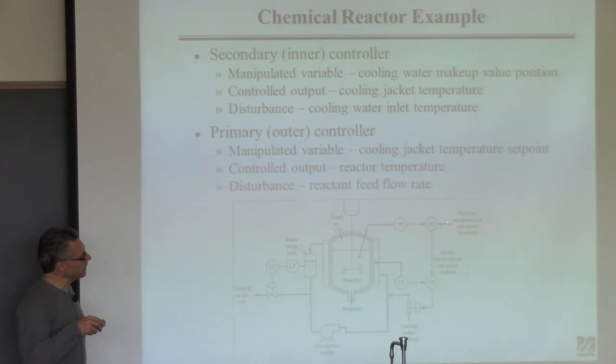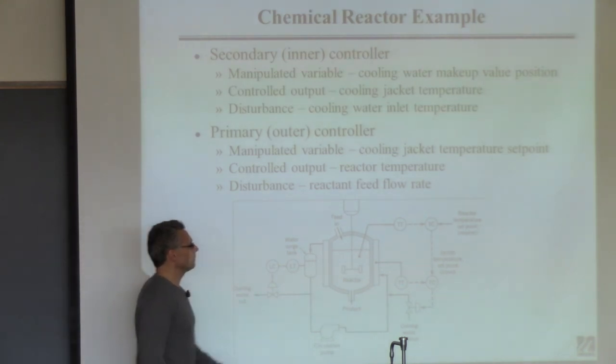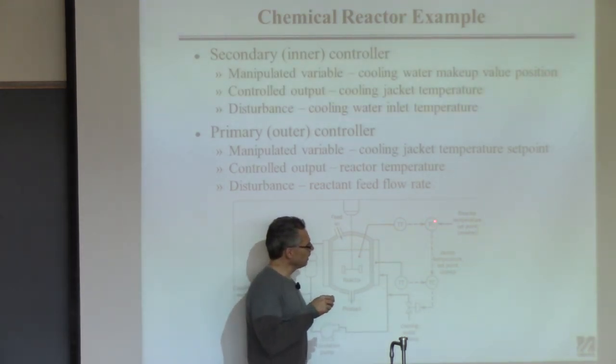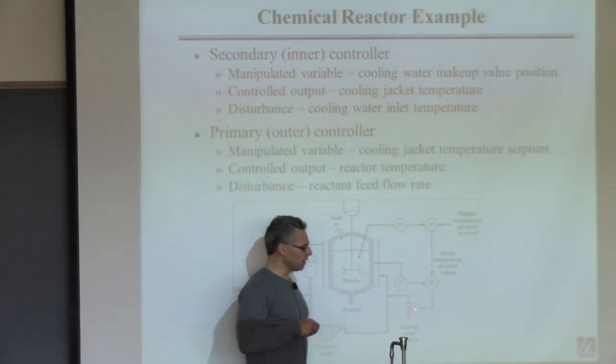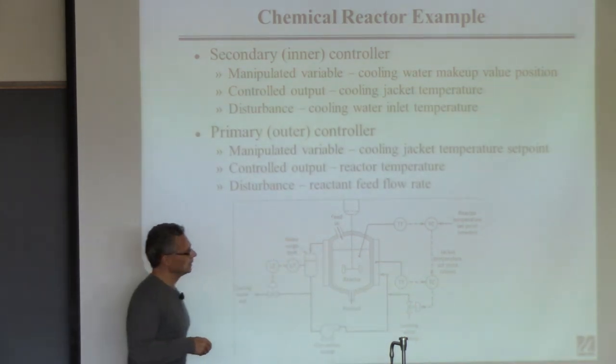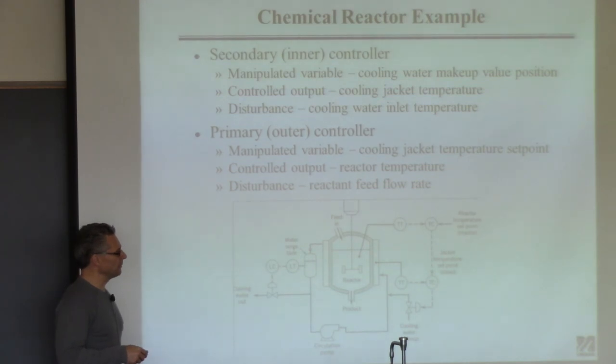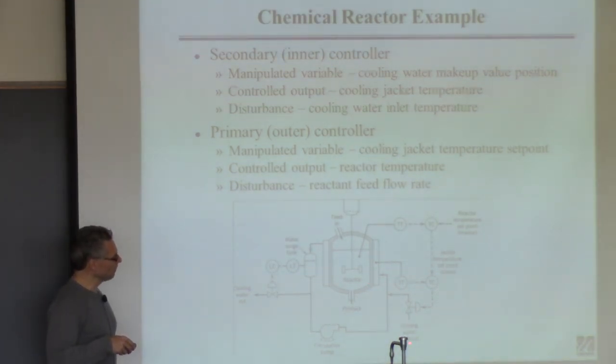Temperature controller: measure temperature, send it to a controller, compare that to the set point you want. And the normal thing you would think about doing is this controller now would write directly to this valve, right? It would determine what the cooling water should be, right? So that's how we would normally think about it. That's normal feedback control. But what we're going to do, so what is the problem here?